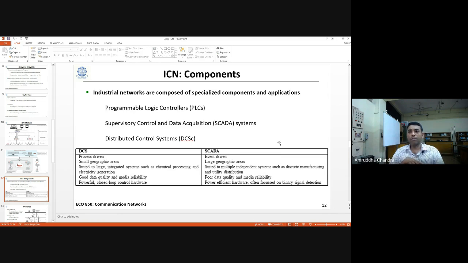The DCS is generally process driven. On the other hand, SCADA is event driven. That means DCS is good for monitoring regular processes. SCADA is good for event triggered or safety information handling. SCADA is a bit more general because it covers large areas and can handle diversity better. But the reliability is a bit lower in the case of SCADA systems. Also, SCADA systems are probably better in terms of power.